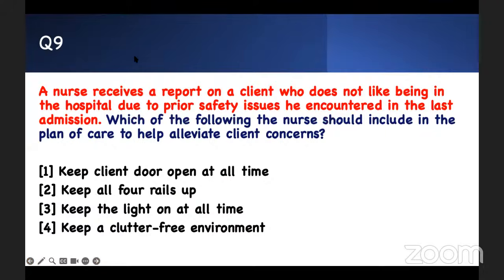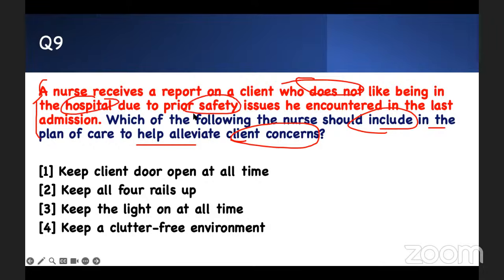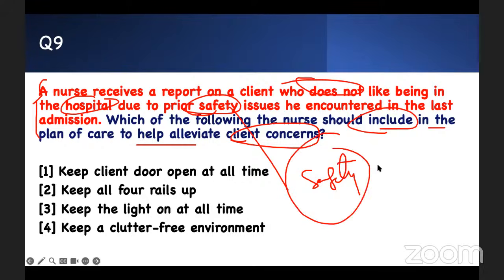Number 9. Which of the following should the nurse include in the plan of care to alleviate the client's concern? This is a long sentence, but there's only one word that is important. A nurse receives a report on a client who does not want to be in the hospital due to a prior safety issue he encountered in the last admission. He saw safety. He wants to be safe. That's why he doesn't like to be in the hospital. So what would you do to make him safe?